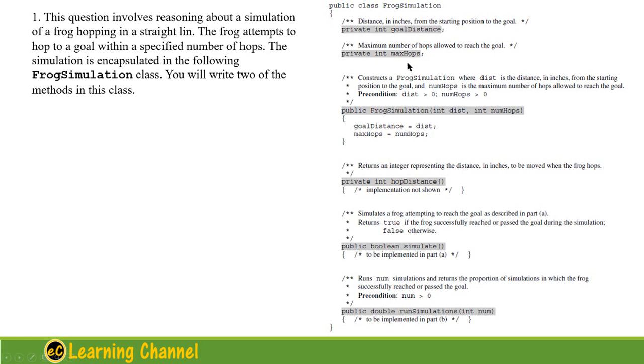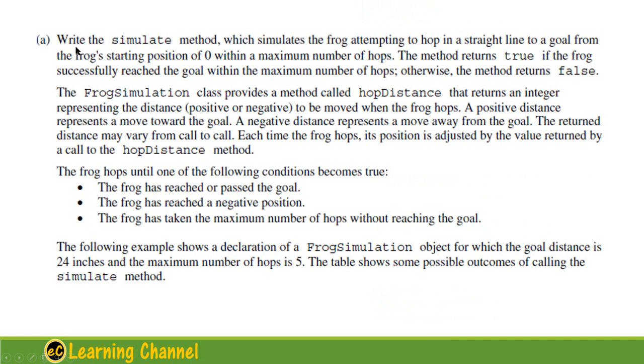Basically, you have two data fields, and you need to use the constructor to set them up with the proper initial values. Then you need to design the simulate function and another one called run simulations. So part A, write the simulate method, which simulates the frog attempting to hop in a straight line to the goal line from the starting position of 0 with the maximum number of hops. You are only allowed to hop so many times.